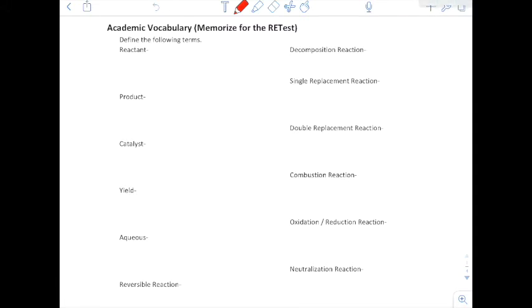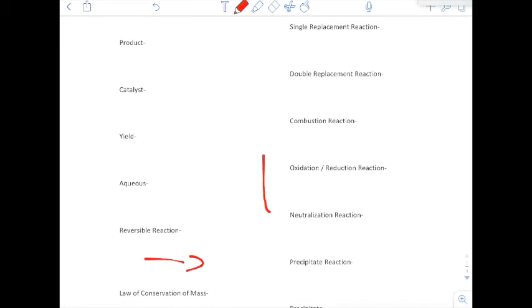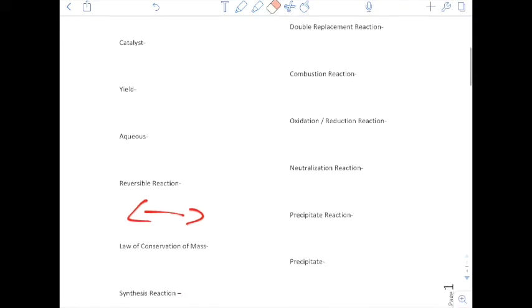A reversible reaction, you can think of it as the double arrow. It goes backwards and forwards, and it means that the reaction can go forwards and backwards. So the products can turn back into the reactants. Law of conservation of mass states that the mass that we begin with is the mass that we finish with. It's the reason why we have to balance chemical reactions.